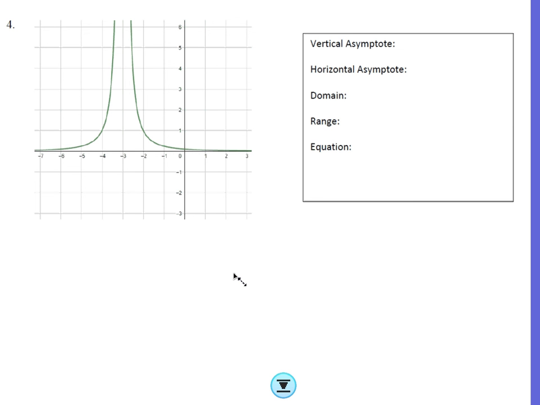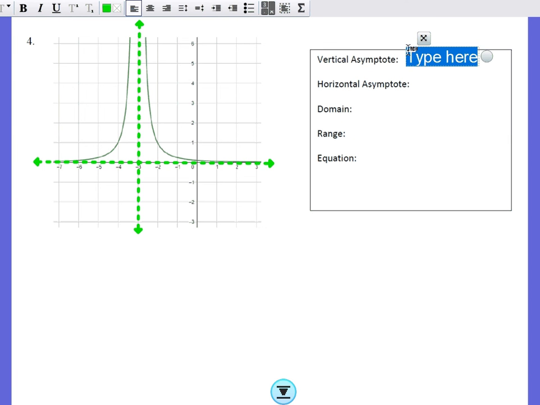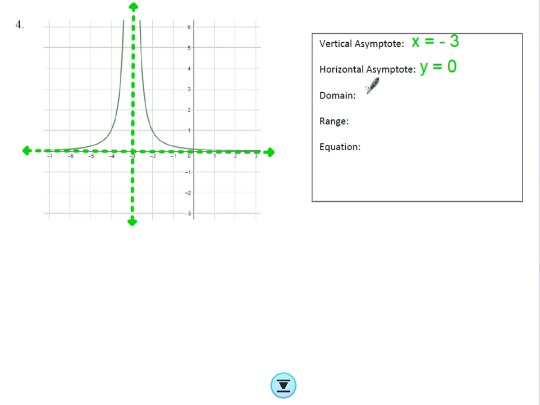Alright, the next three examples are all based off of the parent function 1 over x squared. I'm going to start these the same way. I'm going to put in my asymptotes here. And so my vertical asymptote in this case has changed from my parent function. Now it's x equals negative 3, but my horizontal asymptote is still y equals 0. So my domain here would be, x does not equal negative 3. The range here, y does not equal 0.